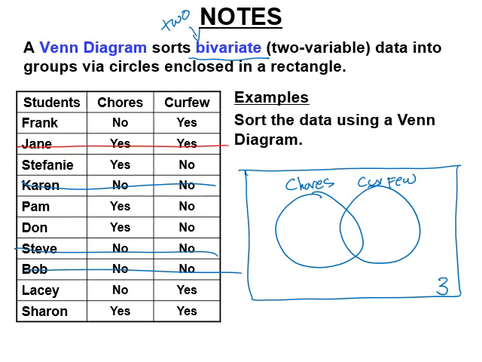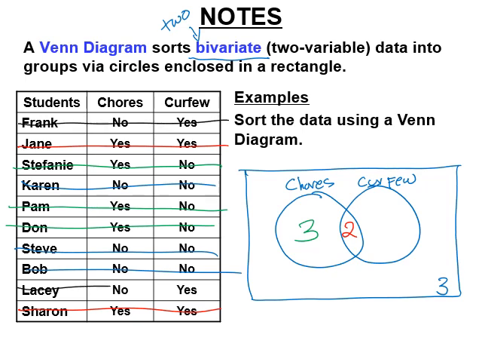Now, let's look at who had both chores and a curfew. Well, Jane had chores and a curfew, and Sharon. So there were 2 people who had both. That goes in the overlapping part. Then the people who had chores, yes for chores, but no curfew. So yes for chores, 1, and no for curfew, 2, 3. We had 3 people who had chores, but not a curfew. And last but not least, we had 1, 2 people who had a curfew, but no chores. And that's a Venn diagram of bivariate data.